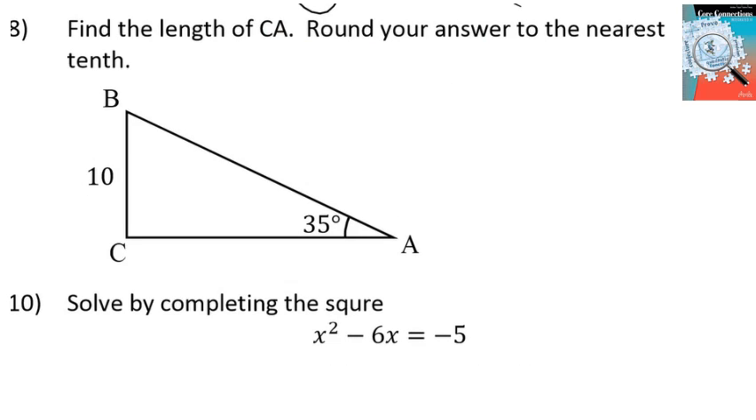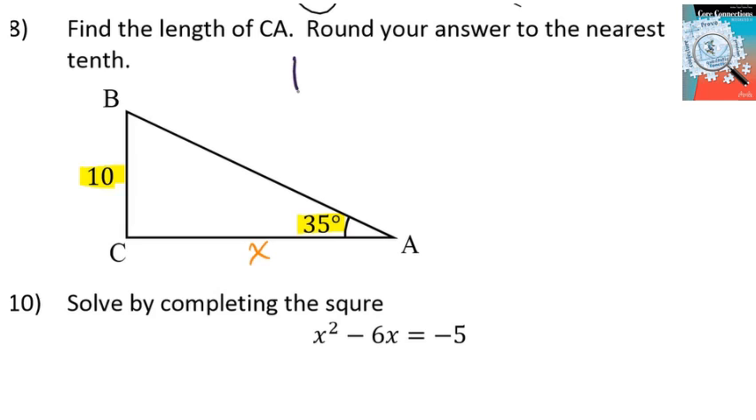Question number 8 says, find the length of CA. Round your answer to the nearest tenth. So CA is this side here. This is what I'm looking for, and I guess for convenience, I'll just call this x. If I'm trying to find the length of CA, and I have, for example, this angle is 35 degrees, and I'm also given that the opposite leg is 10, I can see that I could use the tangent ratio to figure out what x is.